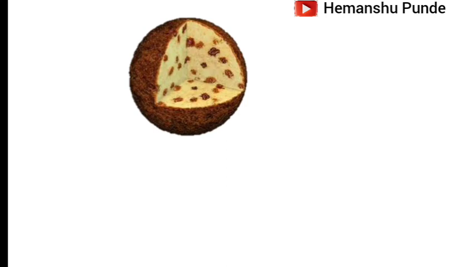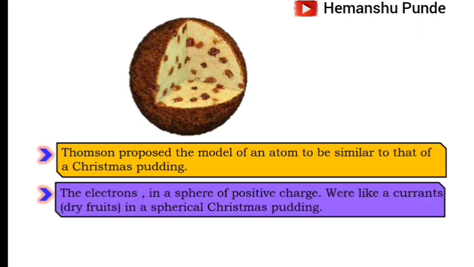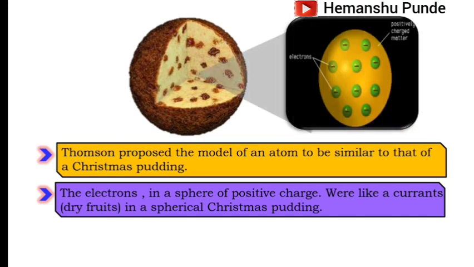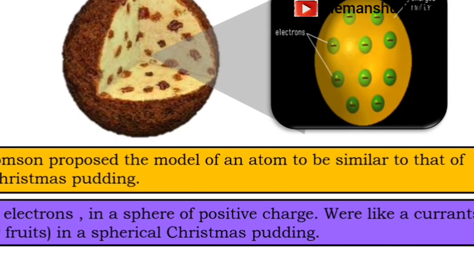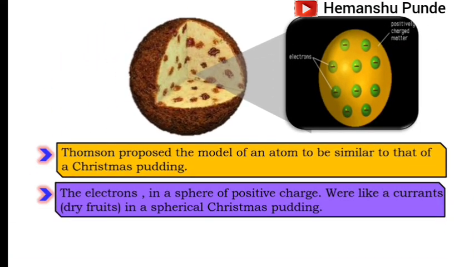Okay, what is this? Seems like a pudding. Yes, Thomson proposed the model of an atom to be similar to that of a Christmas pudding. The electrons in a sphere of positive charge were like currants, that is dry fruits, in a spherical Christmas pudding. Just like this. These are the electrons, negatively charged electrons, and positively charged matter.